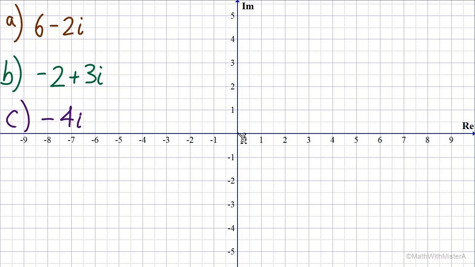6 minus 2i: just think the real part is horizontal, and the imaginary coefficient is vertical. I end up using complex and imaginary a little bit interchangeably, but technically the term with i is imaginary, and a complex number has a real part and an imaginary part. I'm not too picky with the terminology. Anyways, 6 minus 2i is down here in quadrant 4.